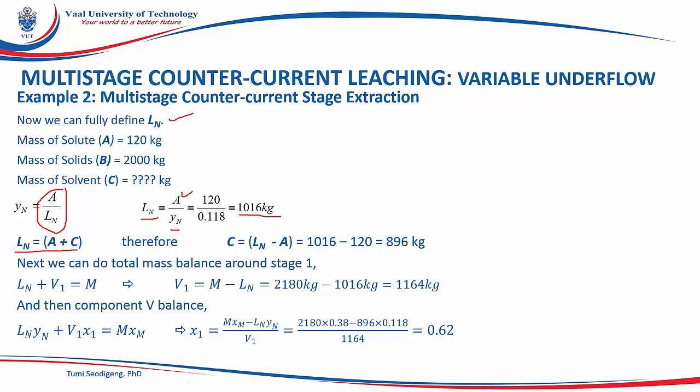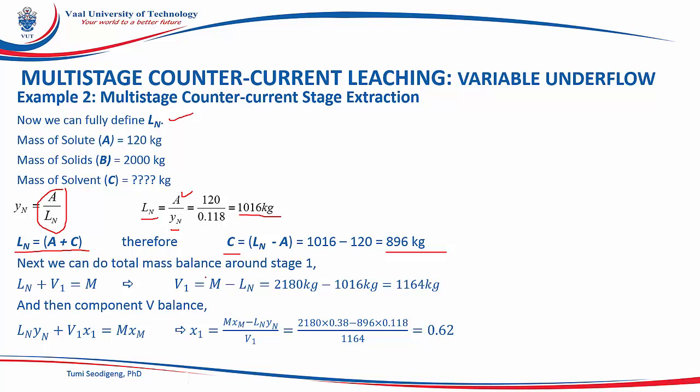We know that Ln is equal to the solute in the Ln phase plus the solvent in the Ln phase. So then we can find the solvent in the Ln phase by just rearranging that equation, and we find the solvent in the Ln phase to be 896 kilograms per hour.